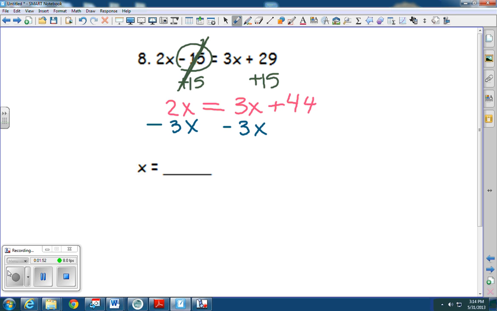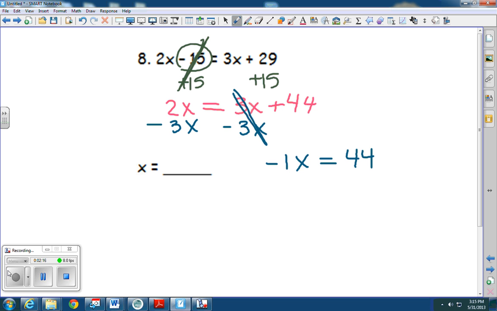So this will cancel, and on the right, there's no longer a 3x. It's gone. On the left, we have to think about, hey, what is 2 minus 3? Well, it's negative 1. So on the left, we've got negative 1x equals, and then on the right, we have 44.